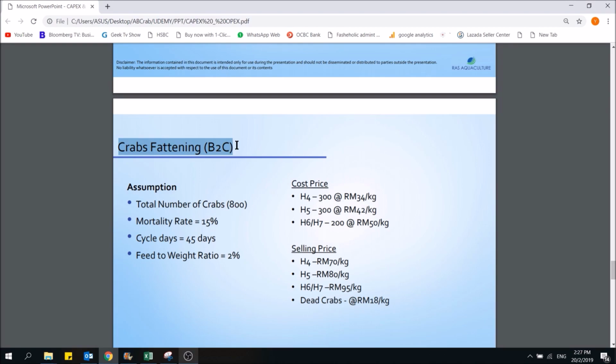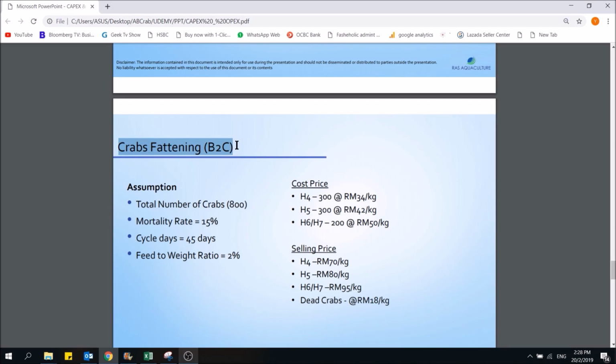Why do restaurants take such a high margin for crabs? Because they are bearing the risk of mortality. By moving the risk to our side, essentially we can move some of that margin onto our side, which brings us to a higher selling price.